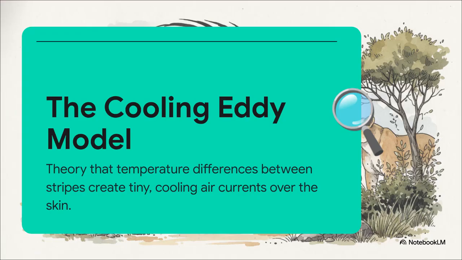Okay, so camouflage is out. What about staying cool? This next idea is, well, it's pretty clever. It's called the cooling eddy model. The thinking goes like this. Black stripes absorb more sunlight, so they get hotter. White stripes reflect light, so they stay cooler. The theory was that this temperature difference would create tiny swirling air currents, little mini vortexes, right on the zebra's skin. It's like having your own built-in personal cooling system. A really beautiful, elegant idea.